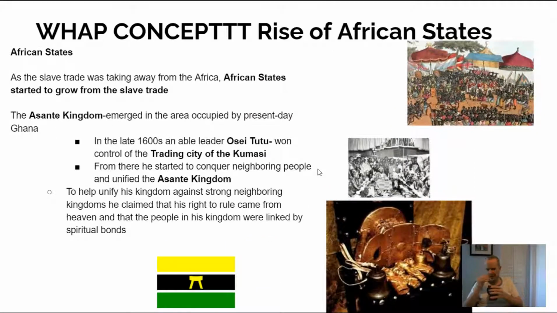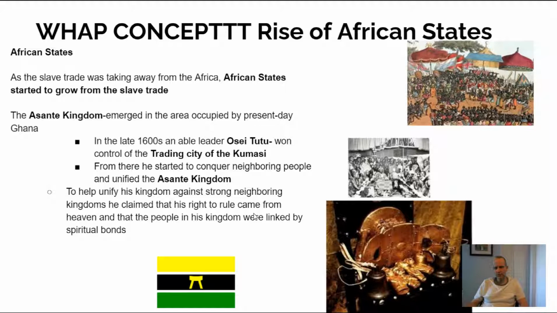Now, to understand this also, there weren't only Europeans involved in this. African kingdoms grew out of the slave trade. The people on the coast, one of which you need to know for your AP World, is the Asante Kingdom, and it occupied present-day Ghana. In the 1600s, Osei Tutu won control of the trading empire Kumasi, and he created the Asante Kingdom. This is one of the kingdoms of later Ghana you need to know for your AP World exam.